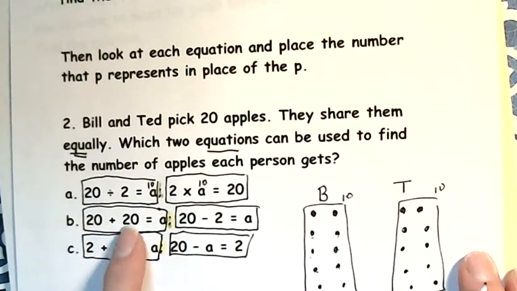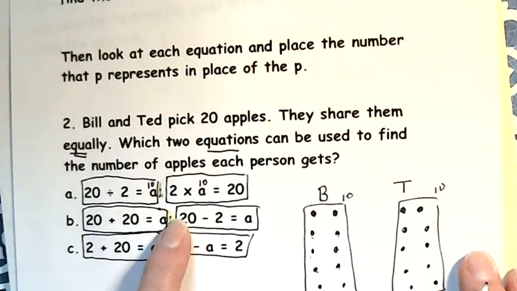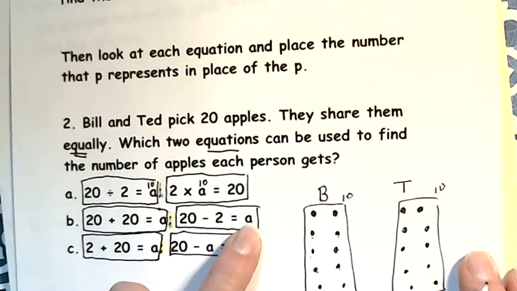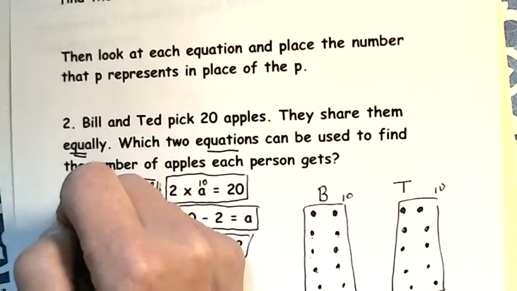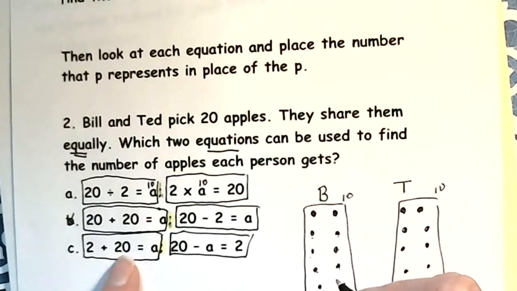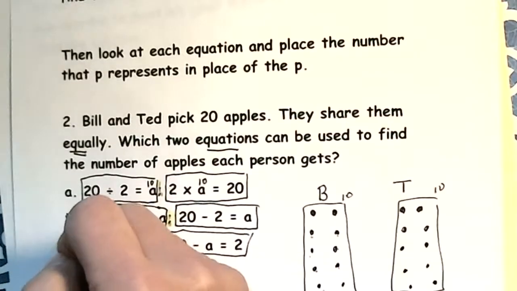Could I do 20 plus 20 to find out how they divided them up? No, that would give me 40. 20 minus 2 would give me 18. That can't work. 2 plus 20 would give me 22. Well, they only have 20 apples. This would be 20 minus something gives me 2. That's not going to work.